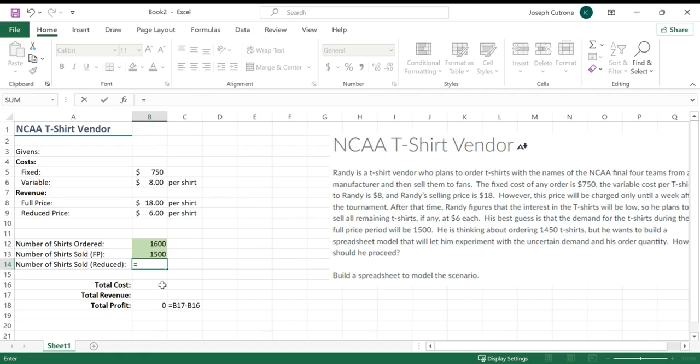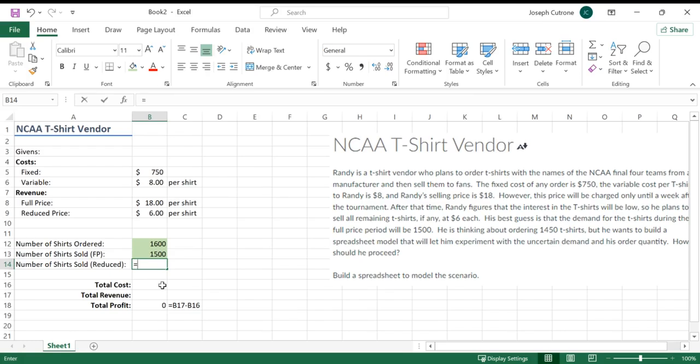What is going to be the shirts that are sold at reduced price? Now remember, this problem is assuming that everything gets sold. Everything that I order is going out the door. I have nothing left over in inventory. I either sell it for the full $18 or I give it away at $6 per shirt. Come up with a formula that actually works for this cell. For me, it's B14, wherever you are. Pause the video, see if you can do it.